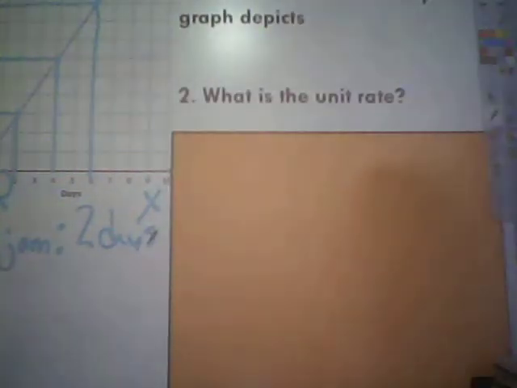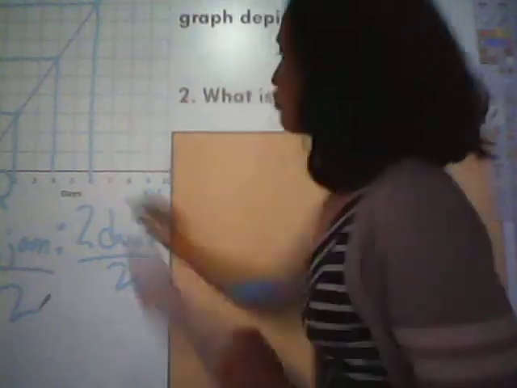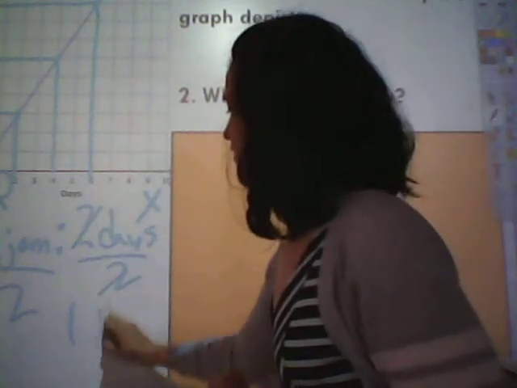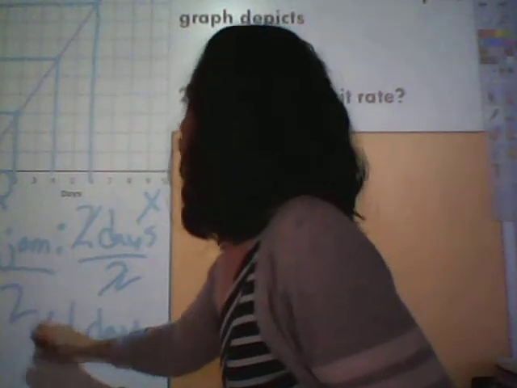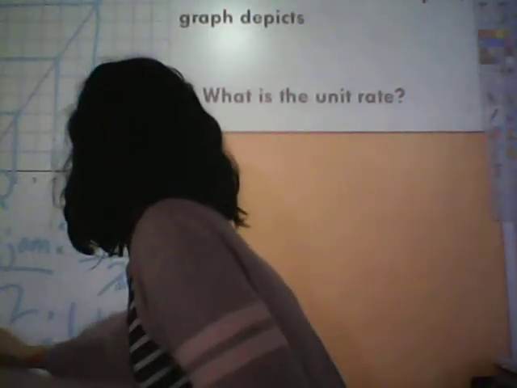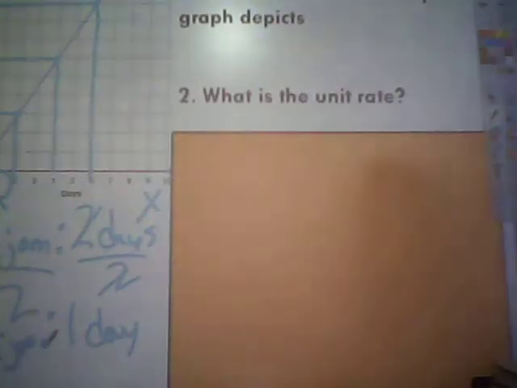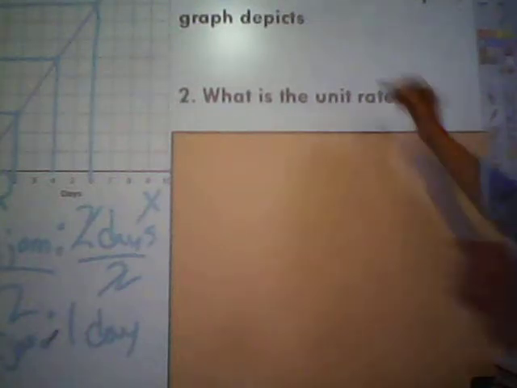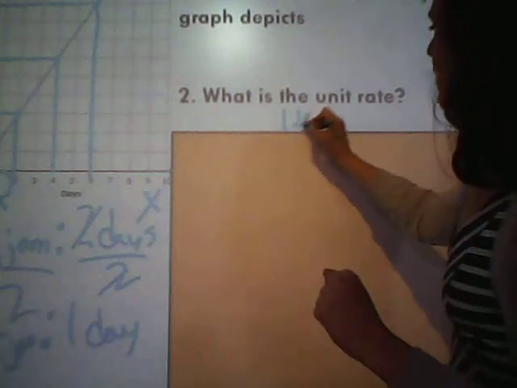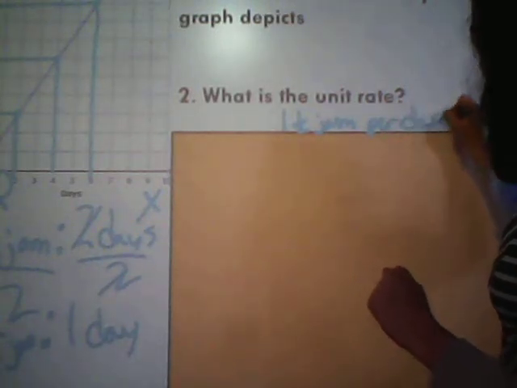How am I going to get my 2 days to become 1, to be amount per 1? I'm going to divide by 2 on both sides. So 2 over 2 is going to equal 1 day for every 3 over 2 jam. 3 over 2 would become 1 1/2 jam, or 1.5. For now, I'm just going to put 1 1/2 jam. 1 1/2 jam for every 1 day. So my unit rate is 1 1/2 jam per day.